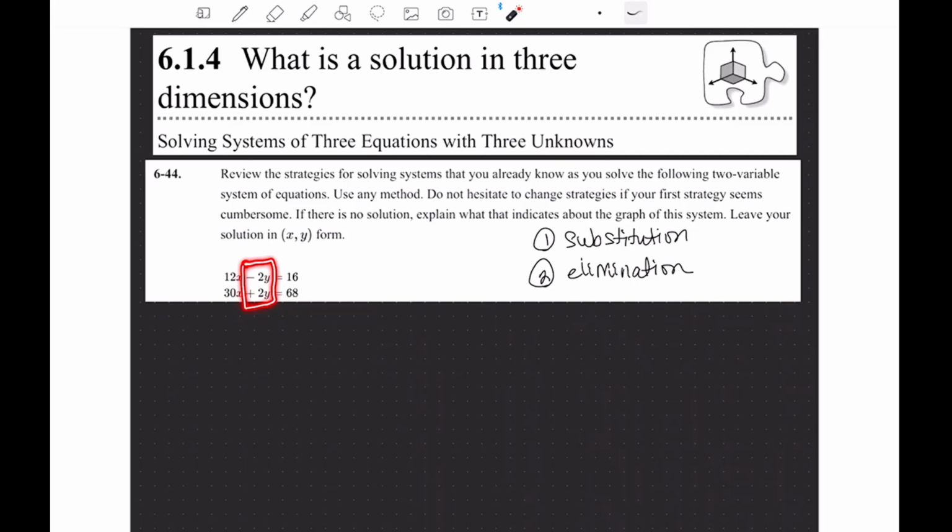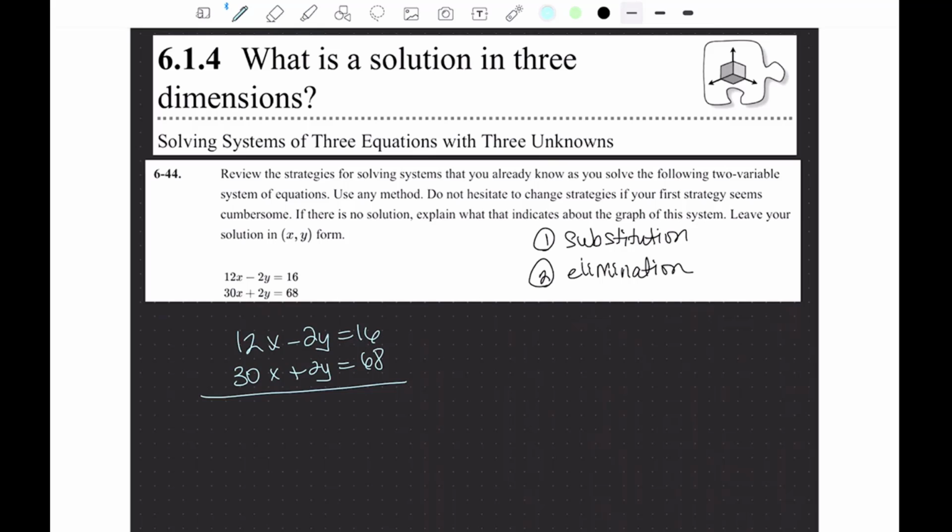I don't have to solve an equation, or multiply by something to get these two exactly the same. They're already the same, just opposite signs. So I'm going to start with elimination. I'm just going to rewrite the problem. So we have 12x minus 2y equals 16, and 30x plus 2y equals 68. Right? So I'm going to work by adding these two equations together.